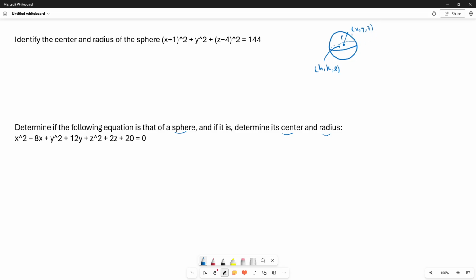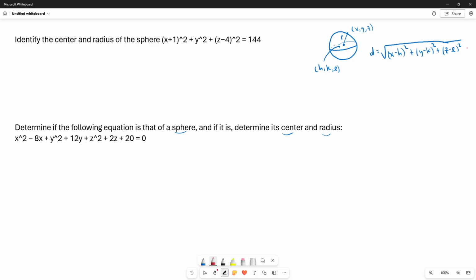So the distance between these 2 points, x, y, z and h, k, l, is given by the formula: (x − h)², (y − k)², (z − l)². Add those together, take the square root, and you have the distance formula in 3 dimensions. Notice that if you were just to ignore this part, this is the distance formula in 2 dimensions.